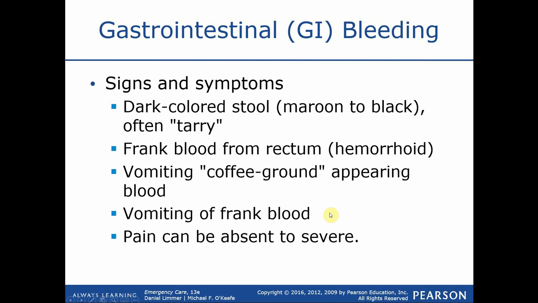And that's a sign of a lower GI bleed, but for whatever reason, the patient is vomiting that partially digested blood. Okay. And in those situations, we have a lot of concerns, right? Not only the bleeding, but why is it that if it's a lower GI bleed, the patient is vomiting that up? So those are things that we should be thinking about.